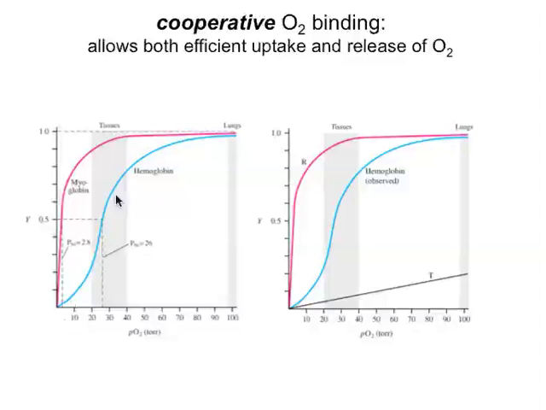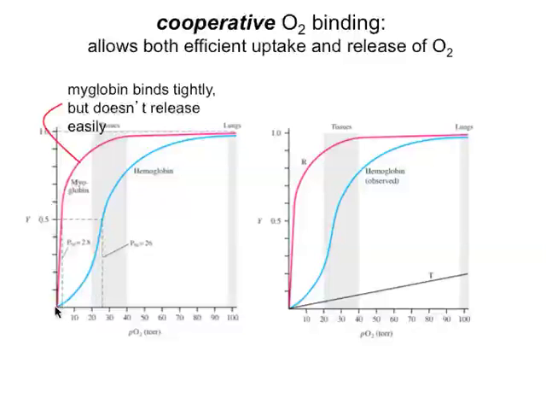So let's look at hemoglobin here. We've got this sigmoidal curve. This is probably a little bit exaggerated so that you can clearly see. But what we see for hemoglobin is, I think I have a little animation, so let's just do that. So myoglobin binds tightly but doesn't release easily. Good, that's what it needs to do.